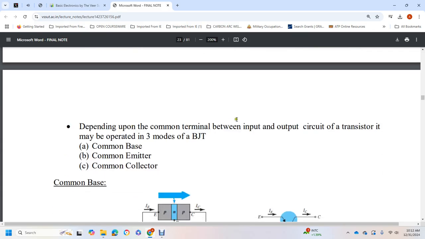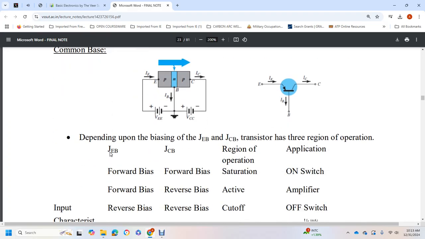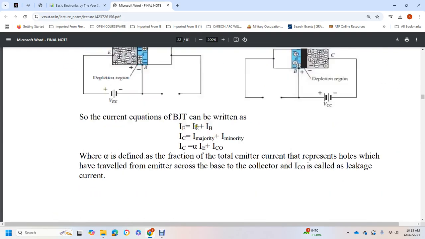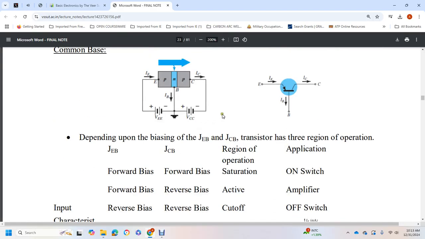Depending upon the common terminal between the input and output circuits, the bipolar junction transistor may operate in three modes: common base, common emitter, and common collector. Depending on the bias of the emitter base and collector base junctions, the transistor has three regions of operation.